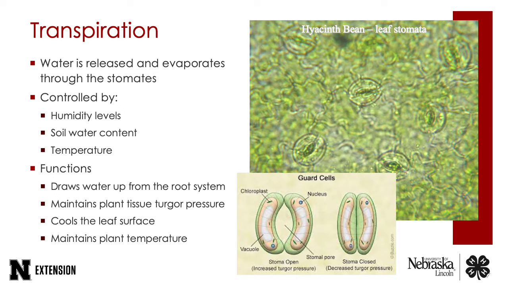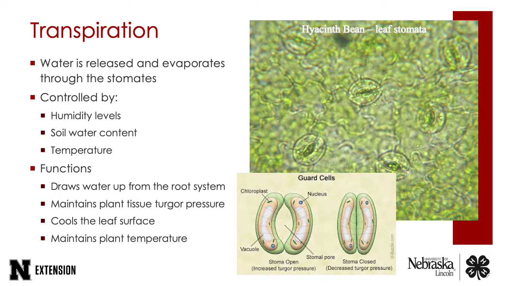Transpiration also helps to maintain plant tissue turgor pressure. So it helps to keep plants at the right level of water balance. And if there's too much water, then the plant is able to release water through the stomates.